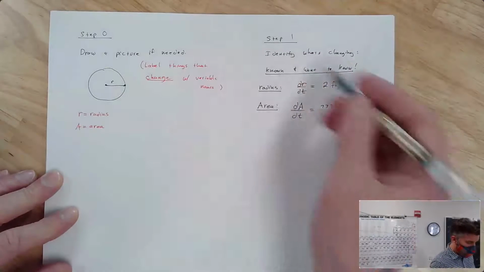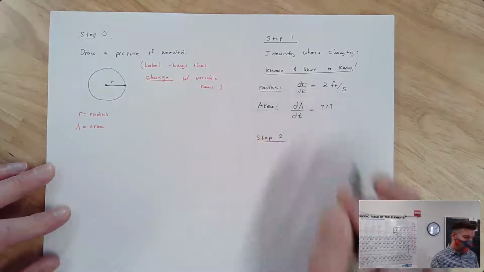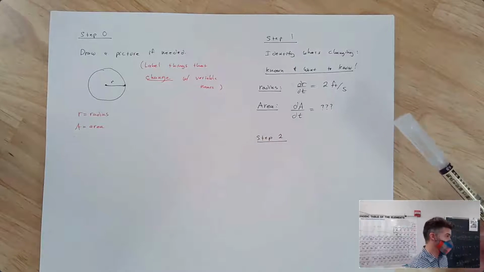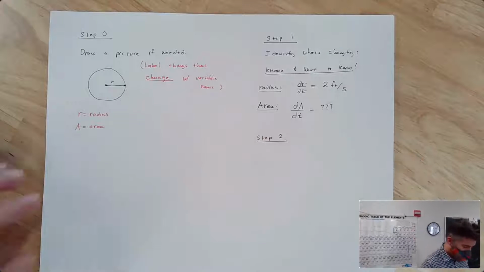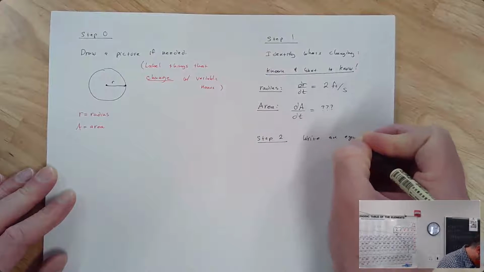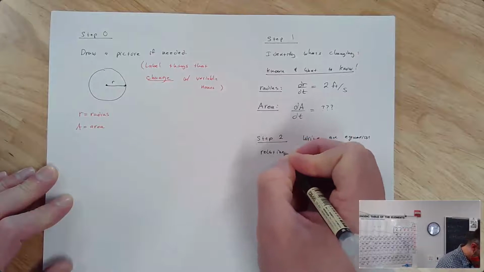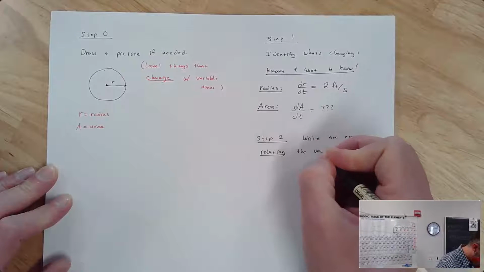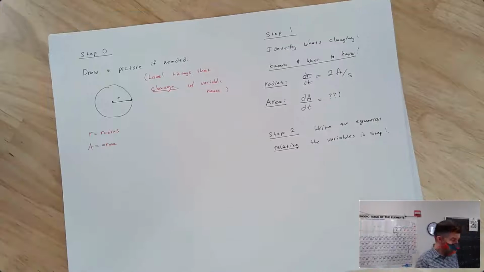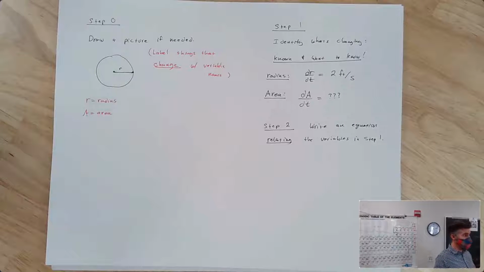So there's step 1, identify what's changing. I should point out the other thing that's also changing that we're not going to write down is time, right? Time is definitely moving forward. Step 2, write an equation. Write an equation that relates all of the variables that we just identified. Ideally, you'll be able to write an equation using the variables you have in step 1 and nothing else extra.